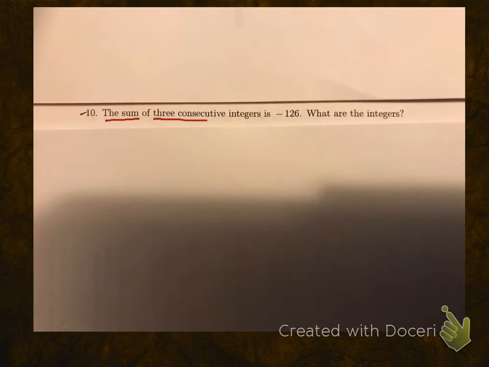Number 10. The sum of 3 consecutive integers. So we've got 3 numbers here. We're adding them together. Okay. Is negative 126.